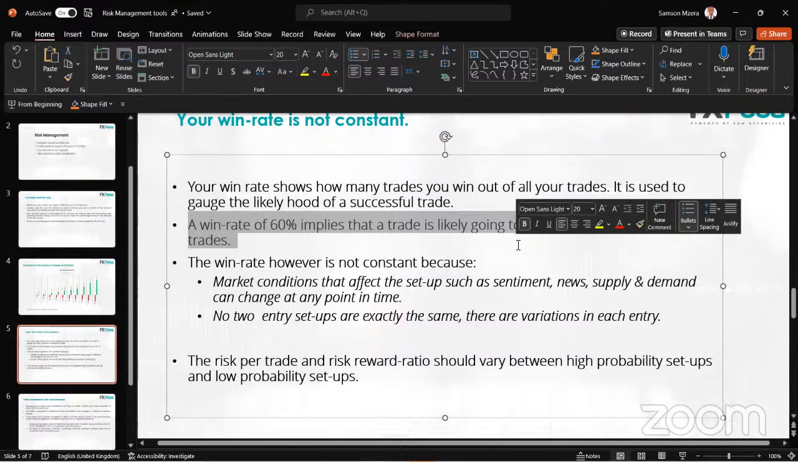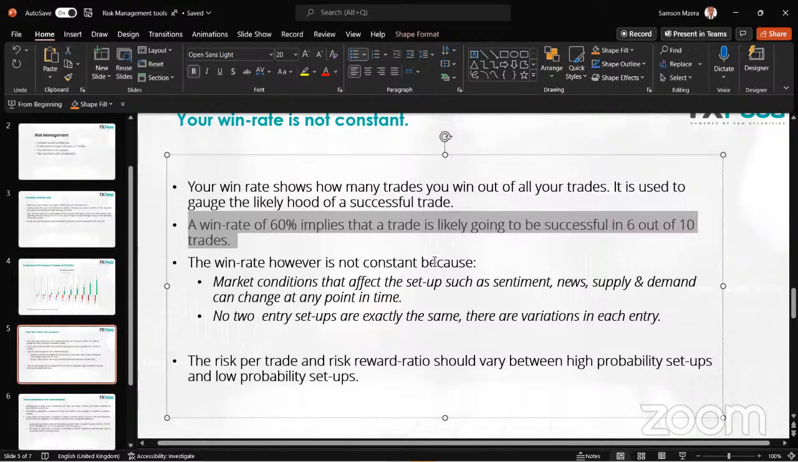How do you get your win rate? On your FX Pesa MT5 or MT4, you can just go to your history and then right click on it and say detailed statement, and then it will show you the details below, including your win rate.